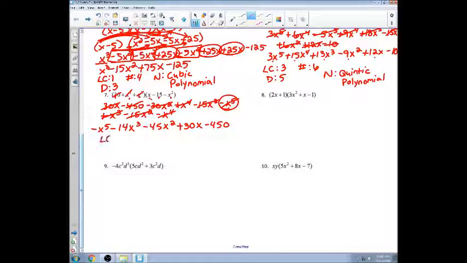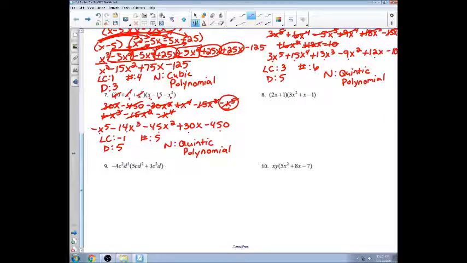So my leading coefficient in this case would be negative 1. My degree would be the 5th degree. The number of terms, it would be 1, 2, 3, 4, 5 terms. So the name of this polynomial would be, again, a quintic polynomial because I have more than 4 terms. So I have a quintic polynomial.